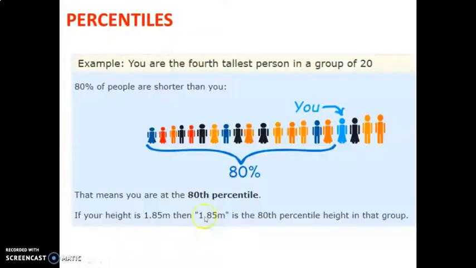Okay, that's percentiles. So here's a visual example of that. We have a group of people, and here's you, and you are told you are the 4th tallest in this group. Here's the tallest, you're the 4th tallest. So that means you are at the 80th percentile, because 80% of people are shorter than you, 20% are taller. You're at the 80th percentile.